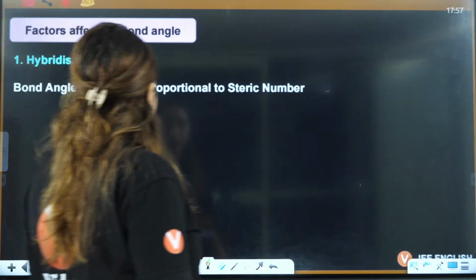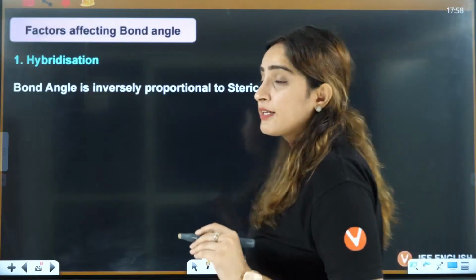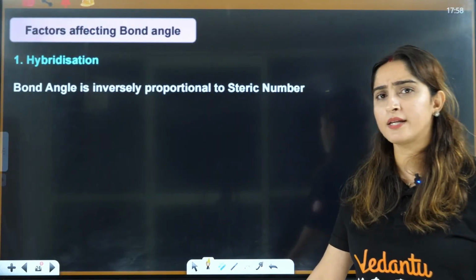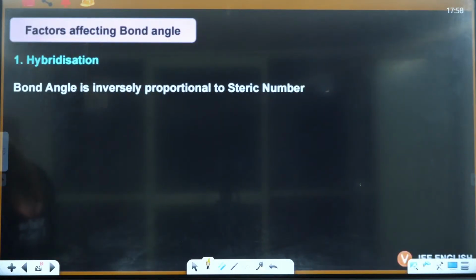Okay, now tell me, factors affecting bond angle, right? Shall we start it? Everybody, it's very interesting, really nice questions you will see here. Very nice questions you will see here.